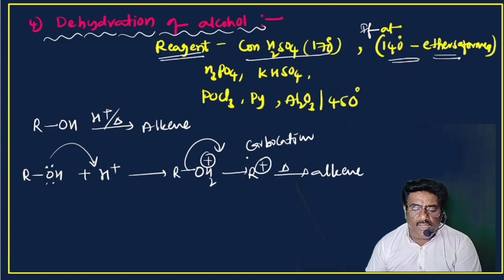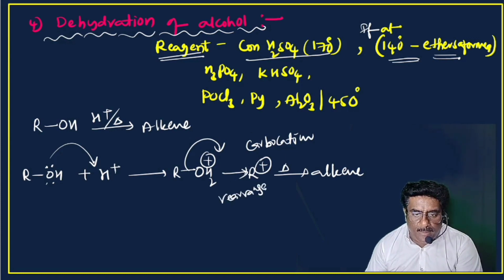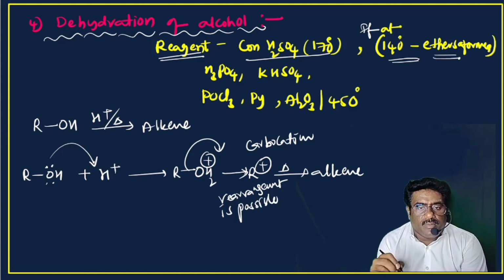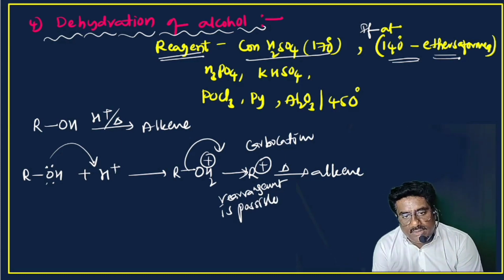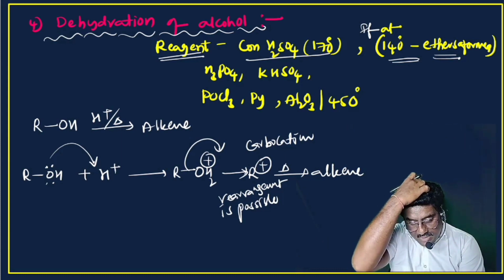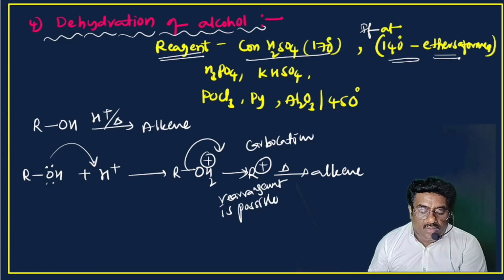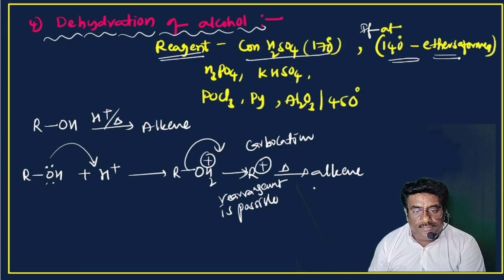Here, rearrangement of the carbocation is possible. Rearrangement means primary carbocation to secondary carbocation, secondary carbocation to tertiary carbocation. So, the alkene system.